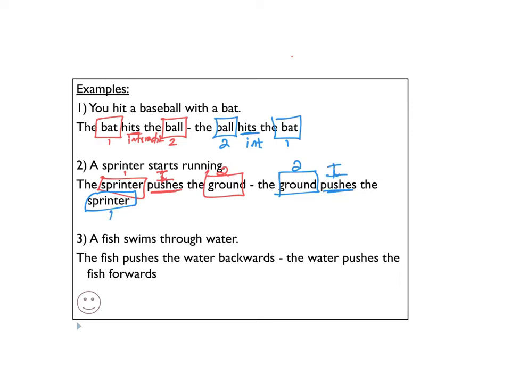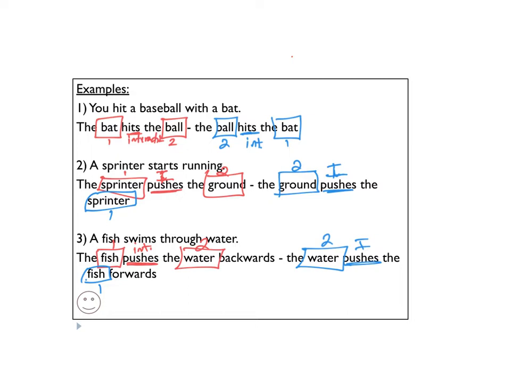You also have a fish swims. A fish, object 1, pushes the water backward. There's our interaction. And we have the reverse. The water, object 2, pushes on object 1. So hopefully you're seeing there's a pattern here. Object 1, object 2, object 2, object 1. If you can identify the two objects, you can pretty much solve anything that's a Newton's third law problem. Because if you've got those two, then you just flip them for the answer.